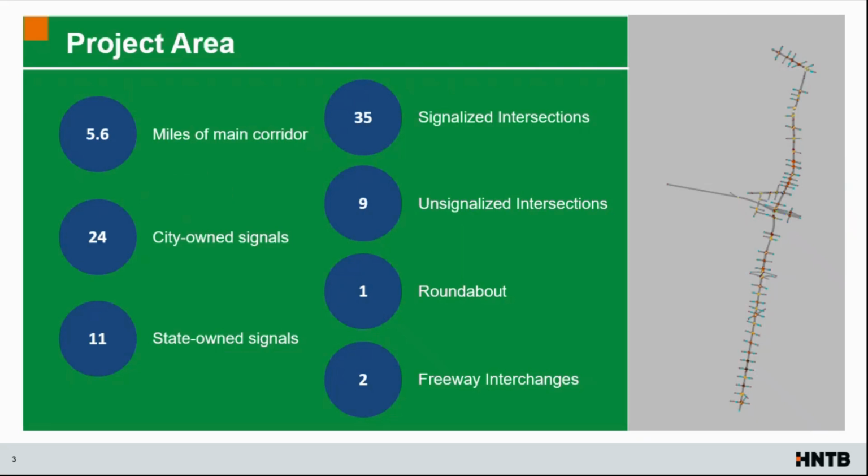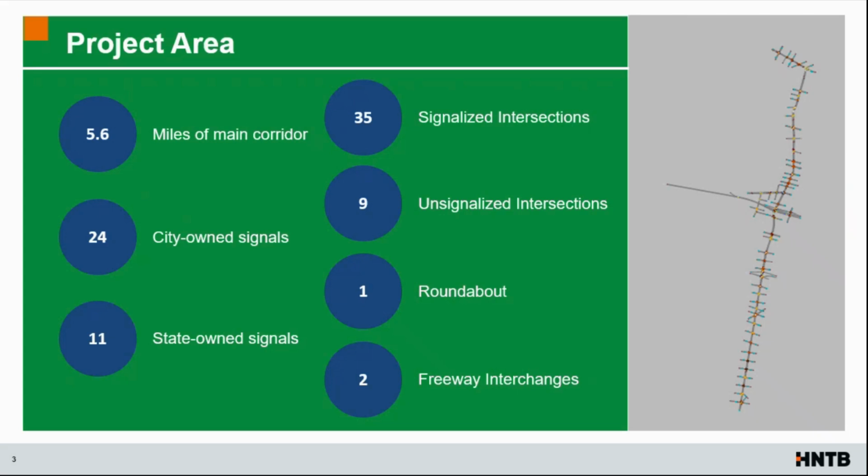Okay. So this project area, it's mostly on one corridor, but there is a little bend in it, as you can see up at the north end there. 5.6 miles of urban arterial corridor with a total of 35 signalized intersections. They're owned by different entities, so 24 of them were city-owned, 11 of them are state-owned. We modeled 9 different unsignalized intersections, but as you might expect, there were many more unsignalized intersections along the corridor that we did not model. We just tried to pick the most important ones.